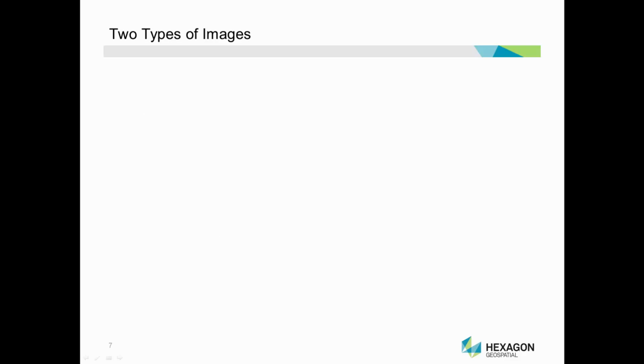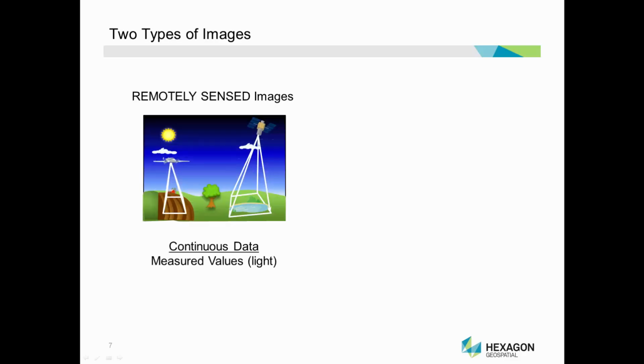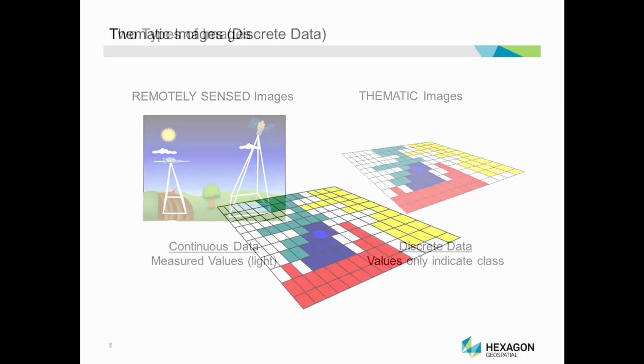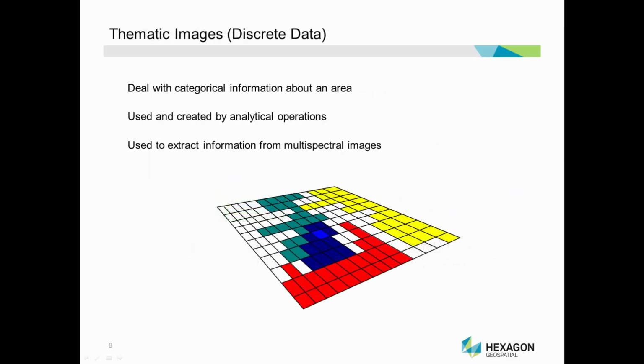There are two basic types of imagery: remotely sensed images made of continuous data from measured values, and thematic images made of discrete data representing class values. Let's take a further look at both types. Thematic images store information as categories. Each pixel contains a value which represents a class or category of information. These images are most often a single layer, created from the analysis of multispectral imagery. They can be used for further analysis and mapping.